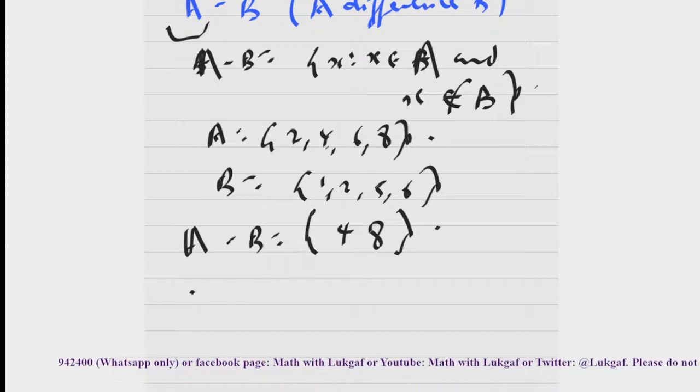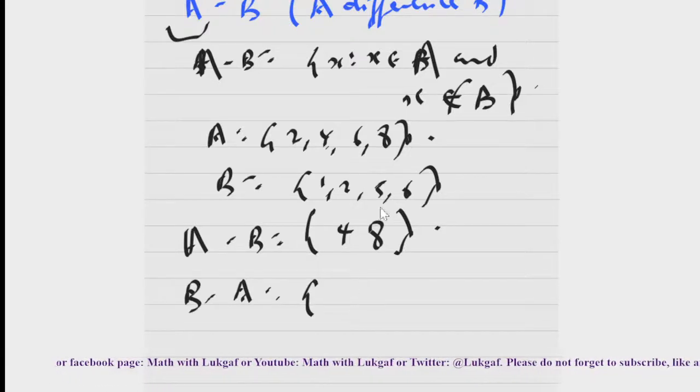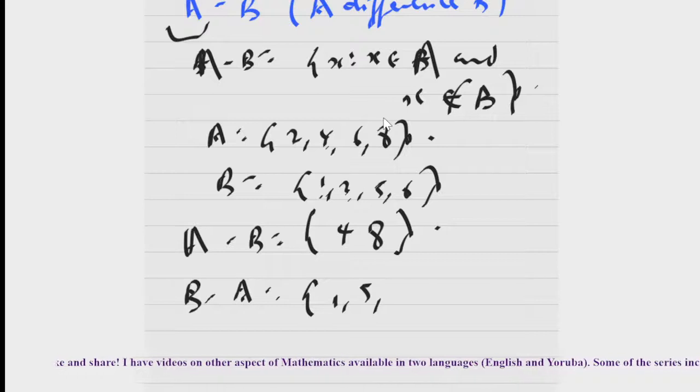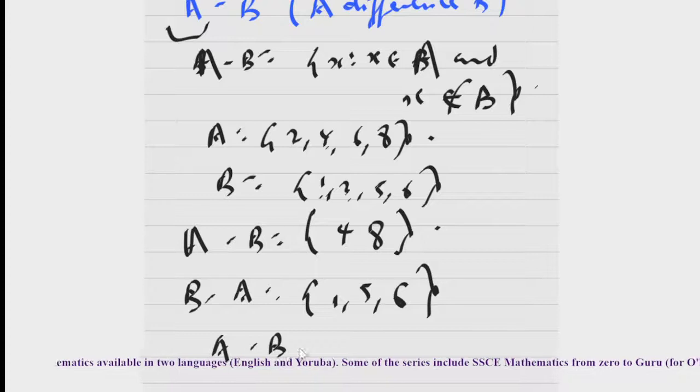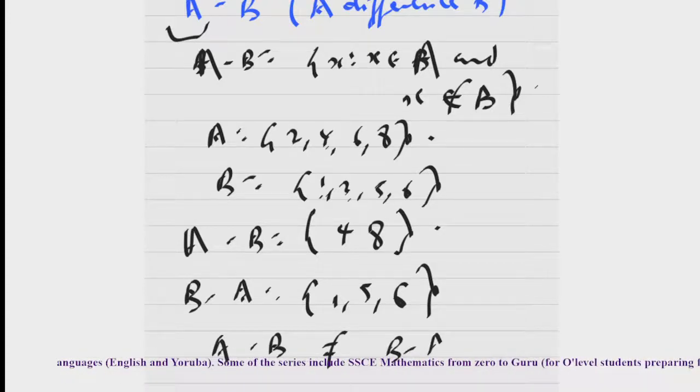Likewise, B minus A. That is what you have in B that are not in A. 1 is here. Is 1 in A? No. You write it. 2 is also in A. You don't write it. 5 is not in A. You write it. 6 is in A, so you don't write it. Can you see that now? Can you see that A minus B is not equal to B minus A? That is, the difference of two sets is not commutative.